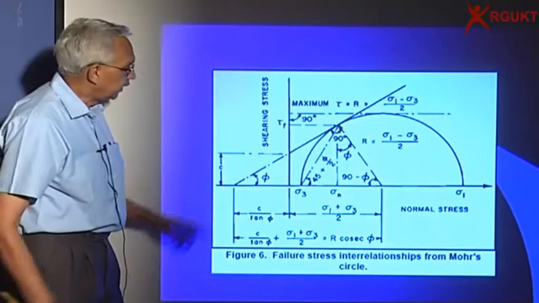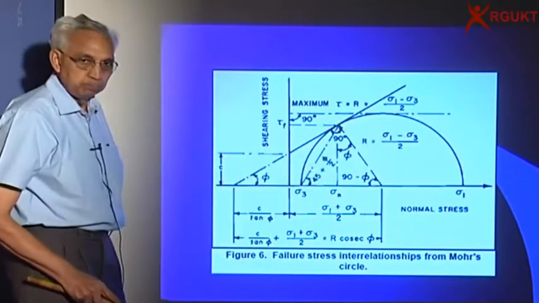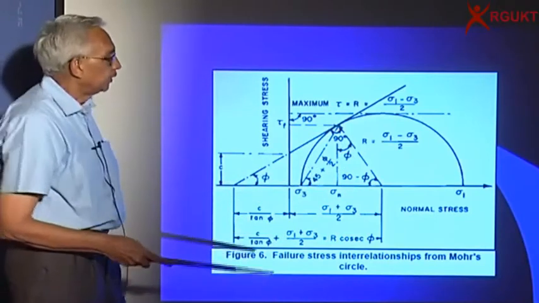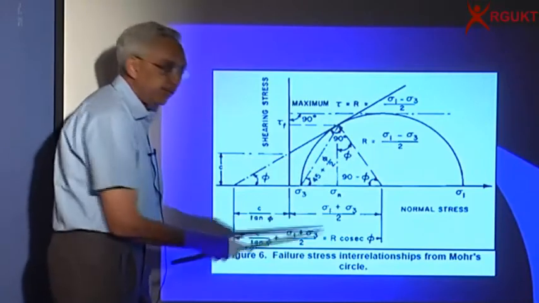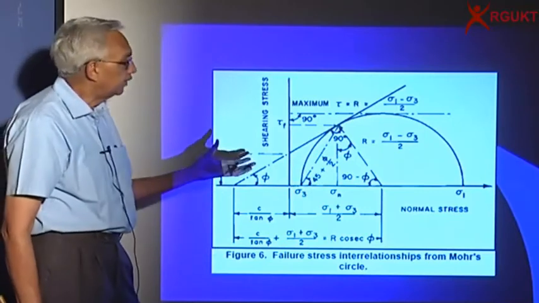And you can see that these can be related. Sigma 1 minus sigma 3 by 2, divided by this, is nothing but sine phi. So I can even say Q is equal to C cot phi plus P into sine phi. This is another way of looking at the failure envelope.